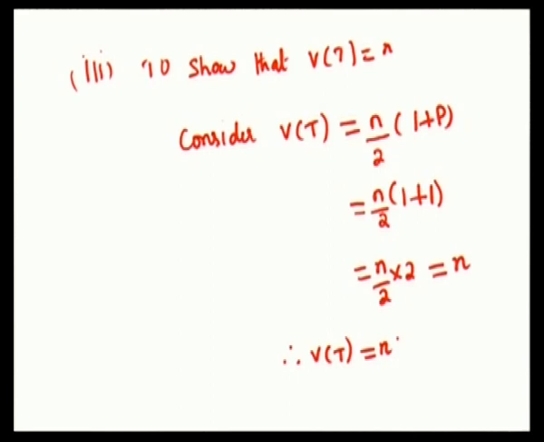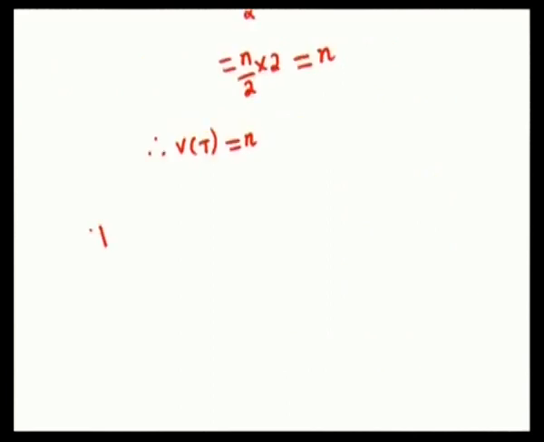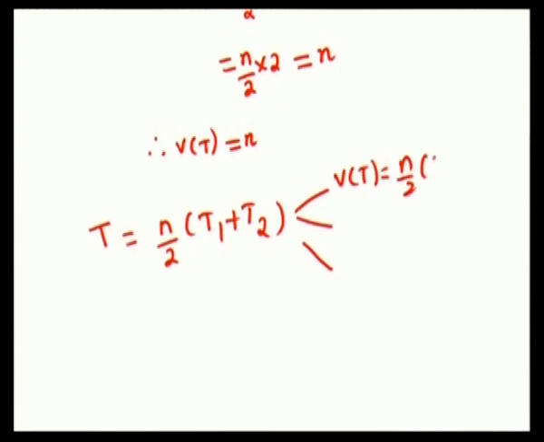So, you have shown that given T is equal to 1 by 2 into T1 plus T2, you have shown 3 parts. One is that you have proved variance of T is equal to n by 2 into 1 plus rho. Secondly, you have shown rho is equal to 1. Third, variance of T is equal to n, which implies that T is the most efficient estimator.